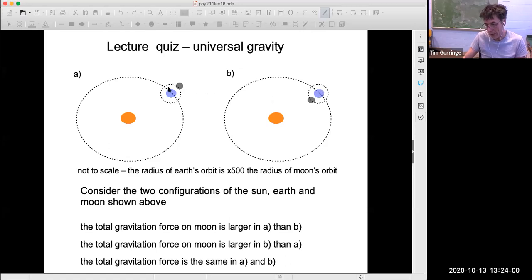So in A, the forces pulling in the same direction work together and add together to make a larger total force. In B, the forces are in opposite directions. They work against one another and partially cancel one another out, and the force is a lot smaller in configuration B. So the correct answer is that configuration A has the larger force, and configuration B has the smaller force. This force on the moon is bigger in A and smaller in B. For some reason I thought I had it the wrong way around in the lecture quiz, but it's the right way around in the lecture quiz.